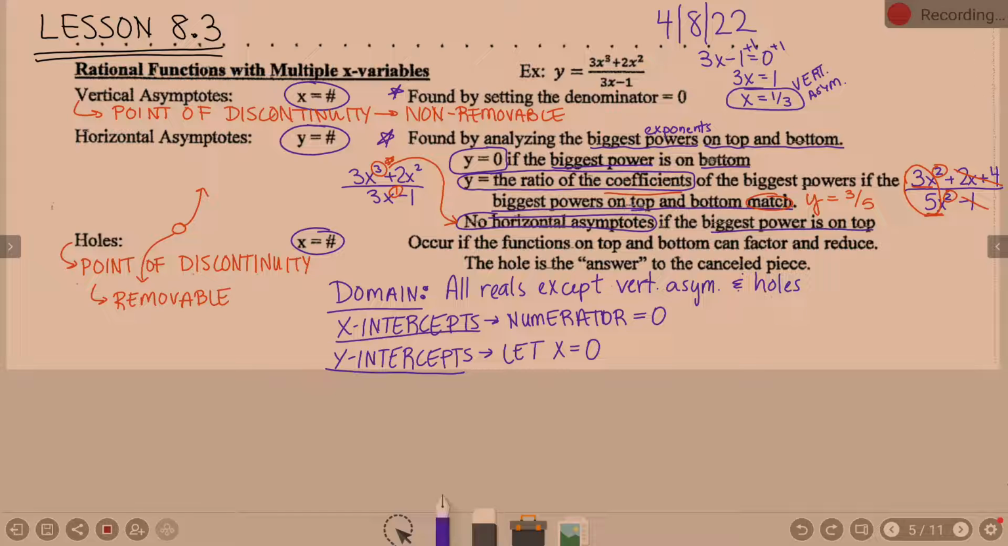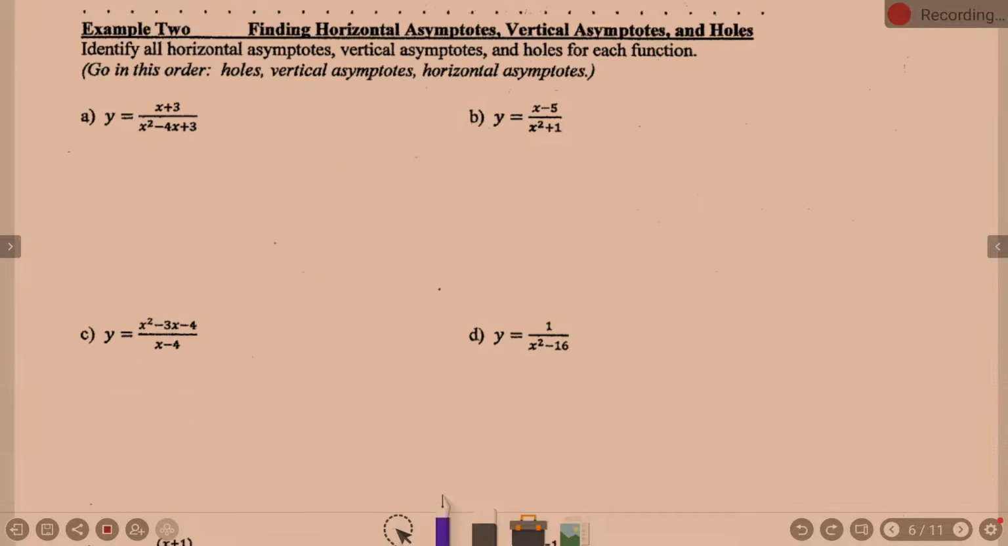I'm ready to turn the page down, so I know I kept forcing some of you to not turn the page, so we got what we need. The examples ask us to identify all horizontal asymptotes, vertical asymptotes, and holes for each function. To be honest, we're going to do those three things, and we're also going to talk about domain and X and Y intercepts because those are asked in homework. And so I'm trying to do a good job at prepping you for what you're going to see in homework.